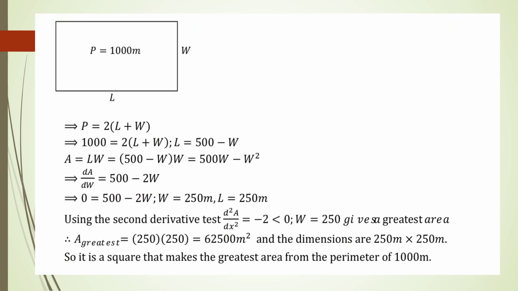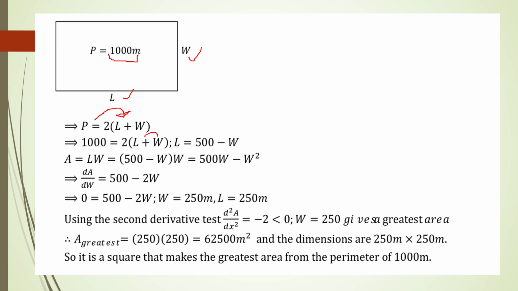So first, we are going to make our sketch. The total summation that you're having is 1000. So this is going to be length and width. But remember that perimeter of any rectangular area or rectangular formatted shape is twice length plus width. So 1000 is going to be equal to twice length plus width.